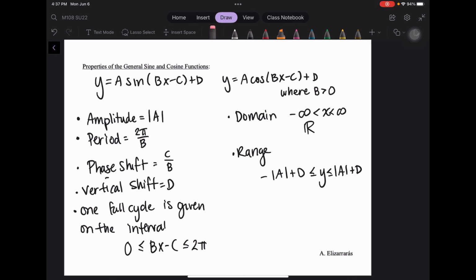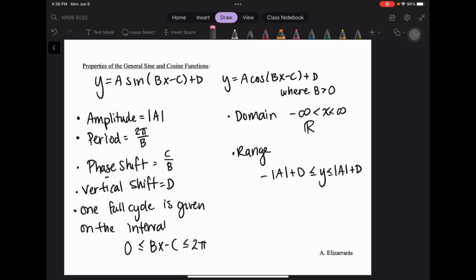And then one full cycle is given on the interval between 0 and 2 pi, remember, because normally we have a period of 0 to 2 pi. We then adjust that based on the period and whatever phase shift we need to make. The domain is all real numbers, and then the range is that amplitude plus whatever the vertical shift is.